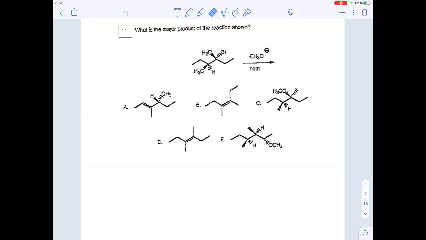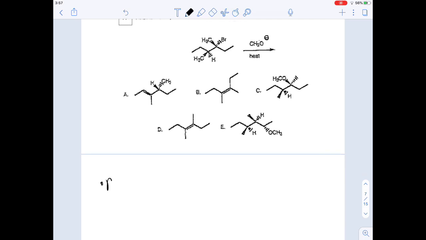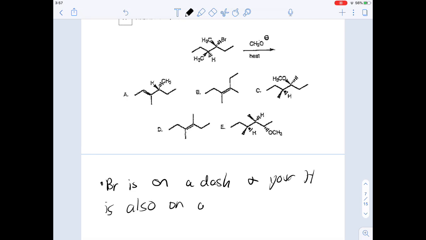Okay, so number 11 says what is the major product of the reaction shown? The reaction shows an elimination reaction with CH3O- and heat, specifically an E2 reaction. So you know that you need to have your Br antiperiplanar to your H. And a little trick for these: if your Br is on a dash and your H is also on a dash, they are anti to each other.